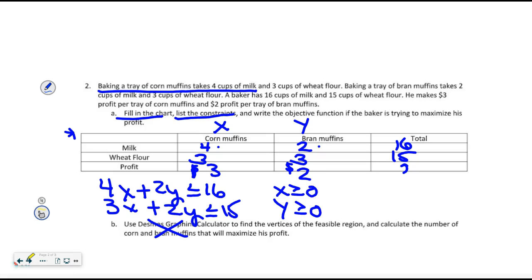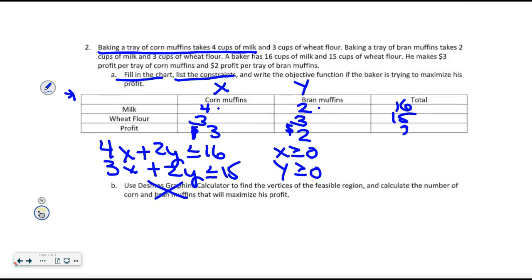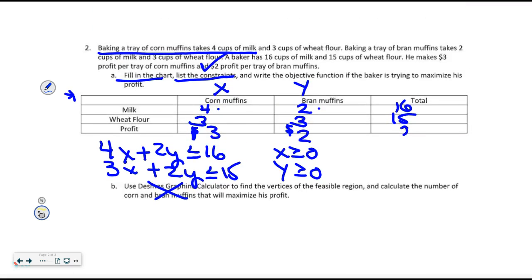This just says, like, who's going to make any profit selling negative 10 trays of bran muffins? It doesn't make any sense, right? They don't come off your table, though. You have to remember to do it. So those are the constraints.